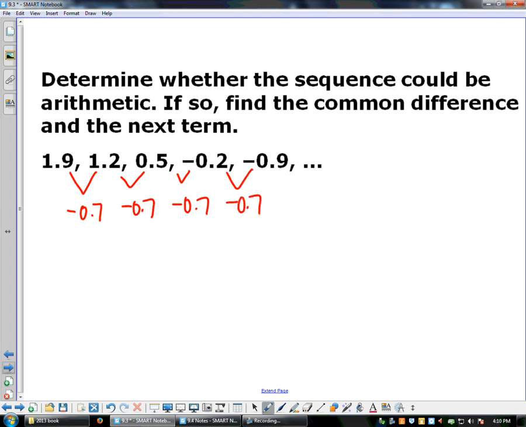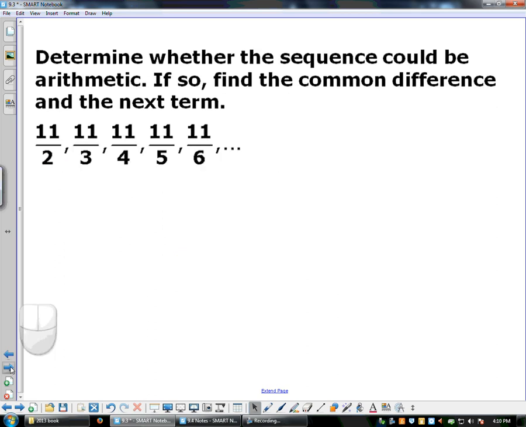Every time I'm subtracting, you want to make sure you're taking the value on the right minus the one on the left. The order matters in how you subtract. All of these are the same, so we would say that yes, this would qualify as an arithmetic sequence, and my difference in this case is negative 0.7. We can also notice that the difference is negative because these numbers are going down.